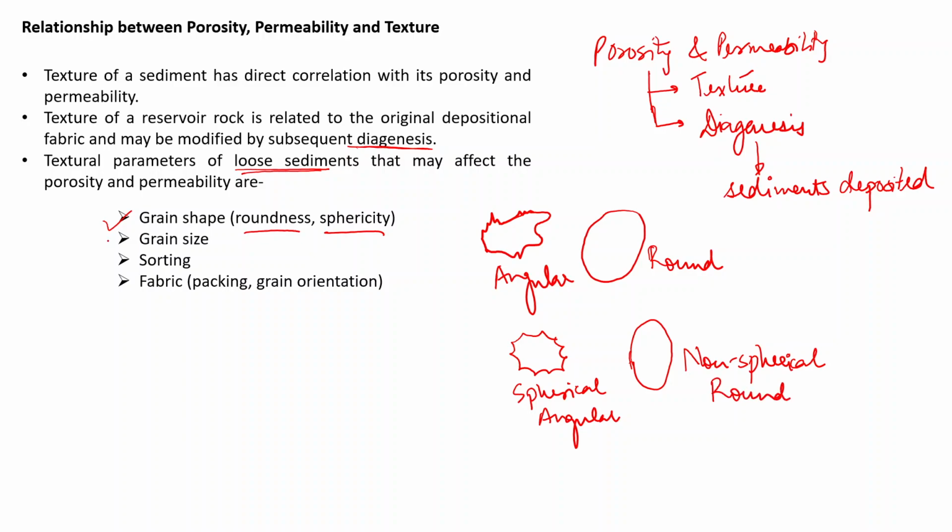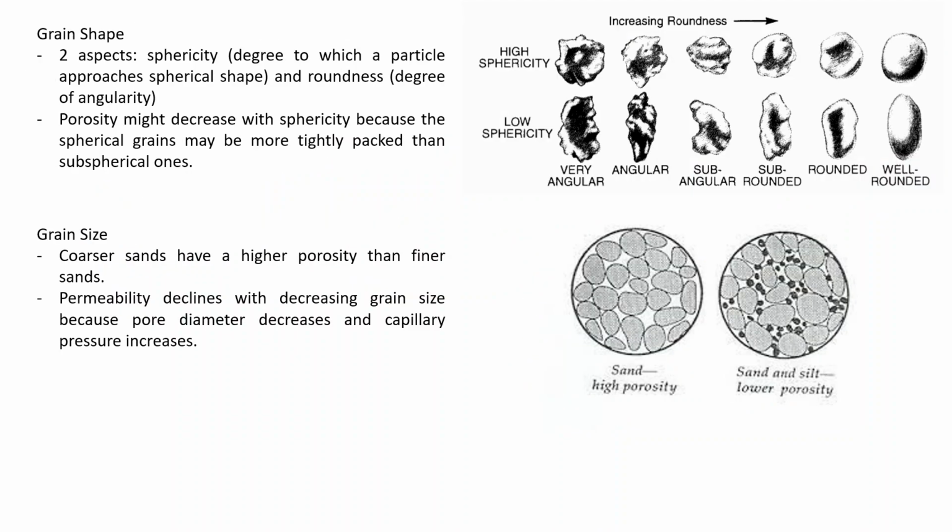Okay. Second is the grain size. You all are aware of the Udden-Wentworth scale. Then sorting: poorly sorted, moderately sorted, or well sorted. And then fabric packing, that is the grain packing and grain orientation. These are the four most important textural parameters that affect the porosity and permeability of the reservoir rocks. Okay, so if we come to the first aspect, that is the grain shape, it has sphericity, as I just explained, the degree to which a particle approaches spherical shape, and roundness.